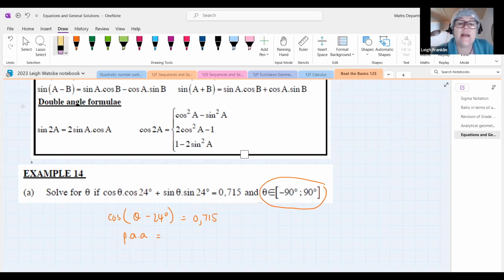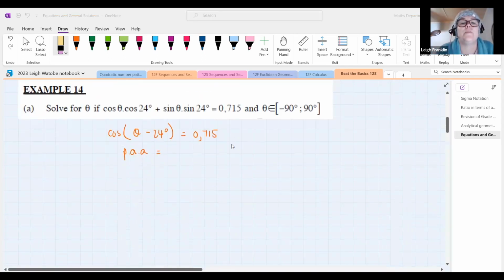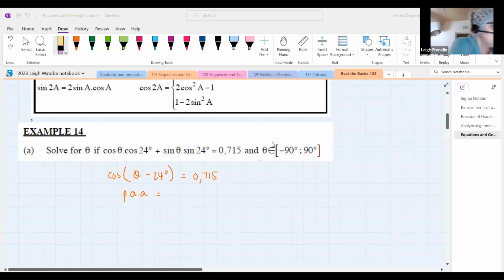Or actually, hang on a second. Am I expecting you to do too much? Do you want me to do this as an example with you rather, or do you want to try it on your own? Maybe an example. Okay, you want me to do it as an example? All right. Sorry, guys.